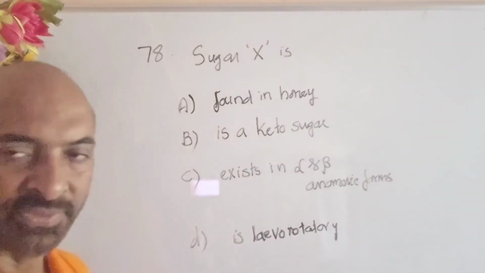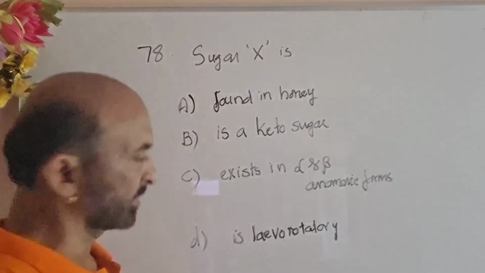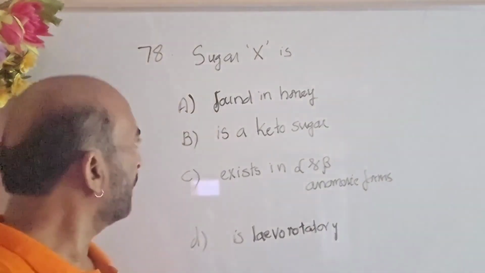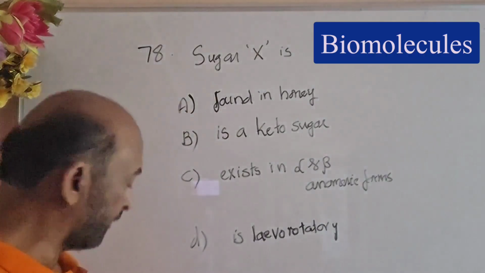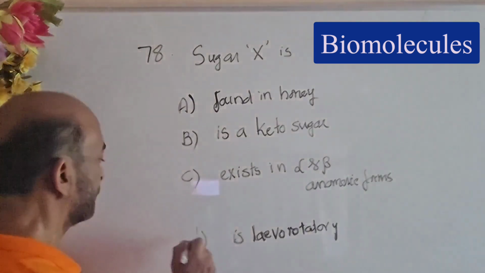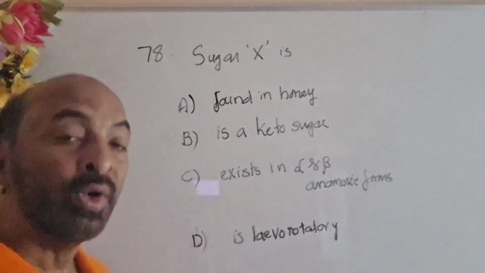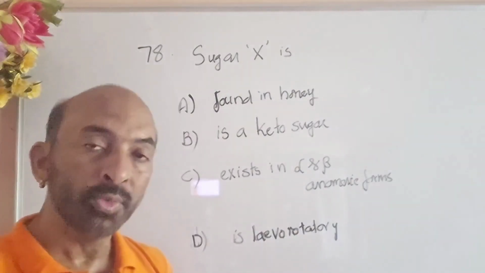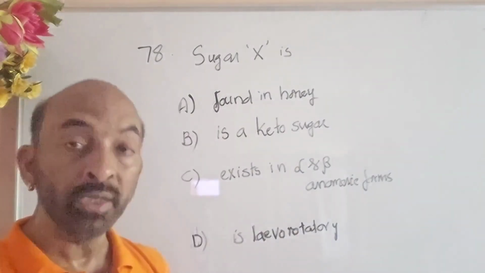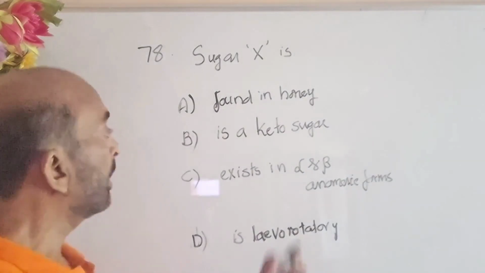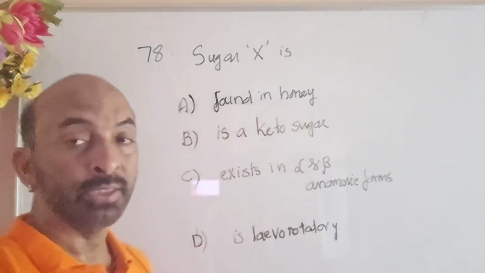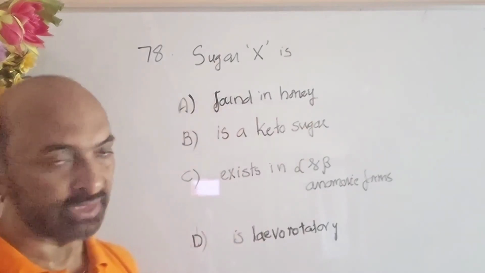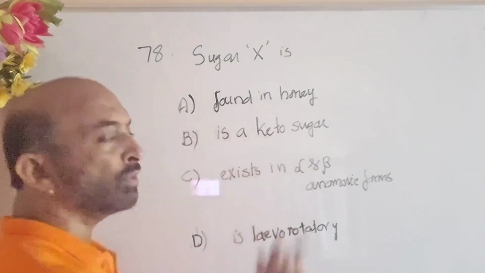The next question, it is from biomolecules. See, it is like this. Question number 78. Sugar exists, and they have provided 4 features of that. What are they? Found in honey. First suggestion: honey contains both fructose, mainly fructose, and glucose. So, found in honey tells you that it can mainly be fructose or glucose, but not yet confirmed which it is. Is a keto sugar.